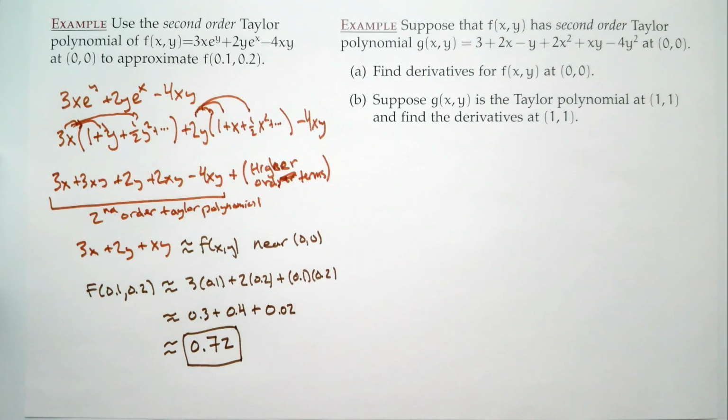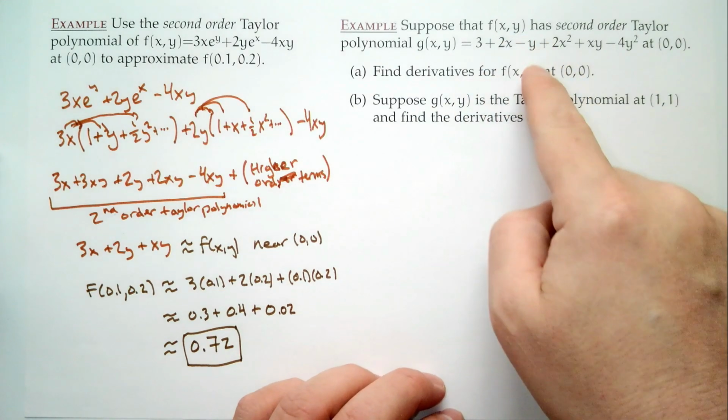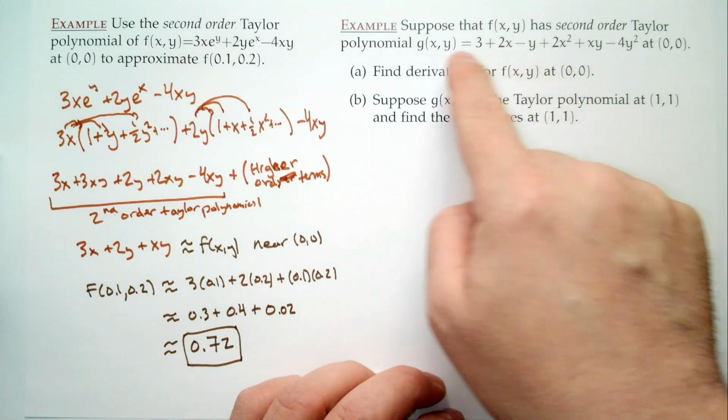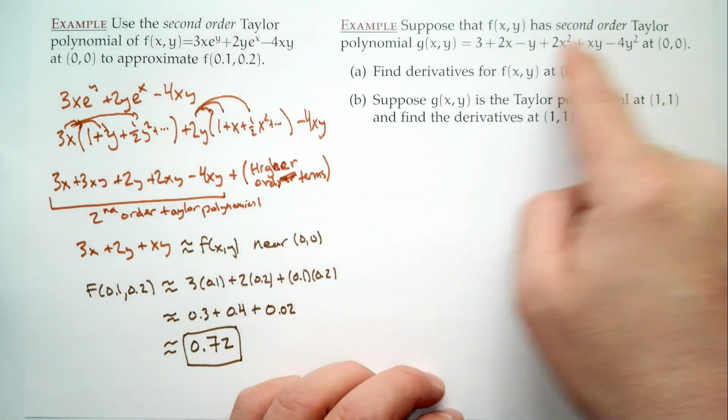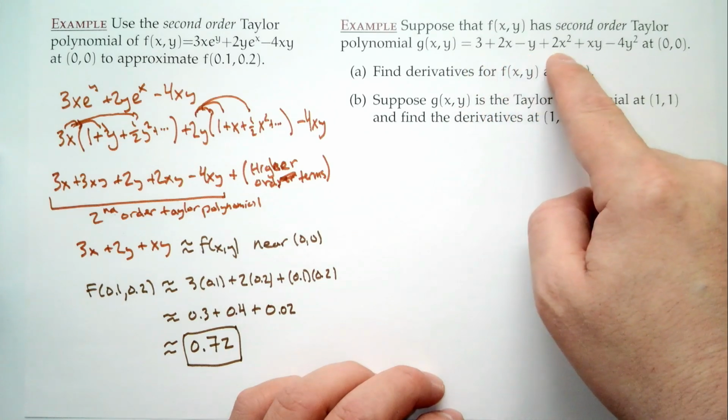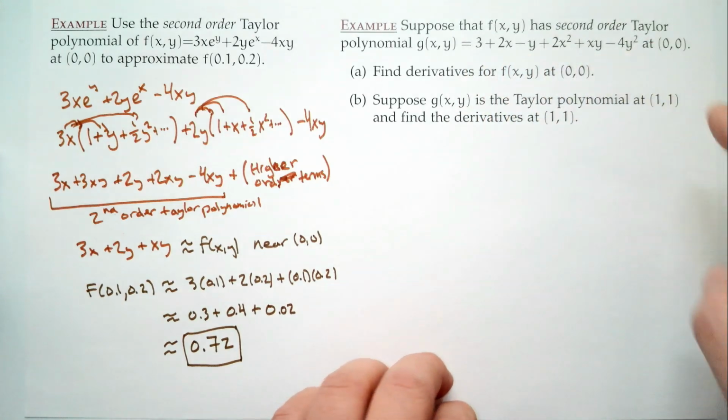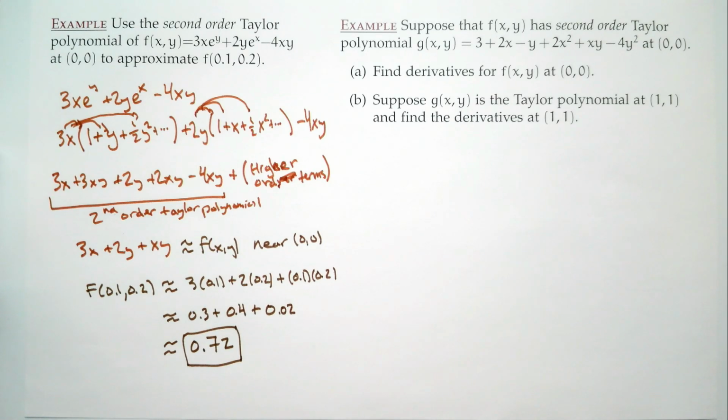All right, a different kind of question. So now, they're going to give us the second order Taylor polynomial and say, hey, look at it. Here it is. We don't even have to do anything. And we want to get information about the function. So we have this function, f of x, y. This is the Taylor polynomial here: 3 plus 2x minus y plus 2x squared plus xy minus 4y squared. And that is the second order Taylor polynomial at 0, 0.